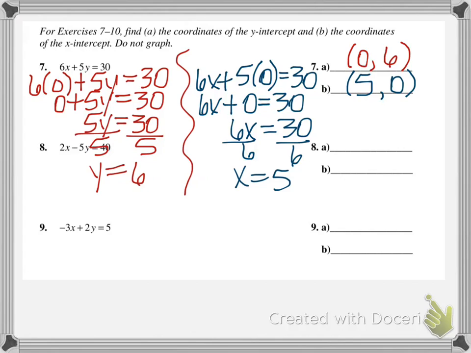So when you're trying to find intercepts from an equation, I call it just look for your zeros. Plug in zeros and see what you get for the other variable.